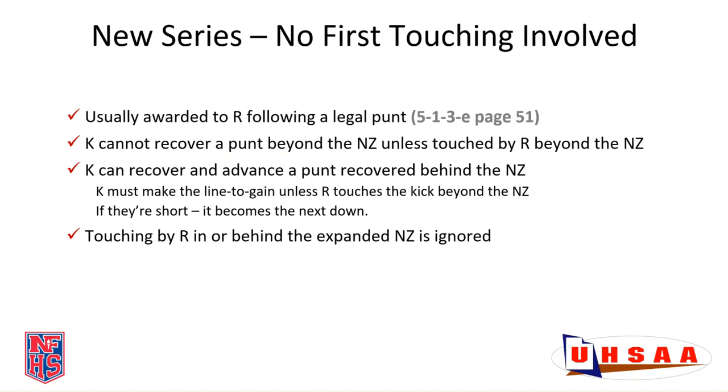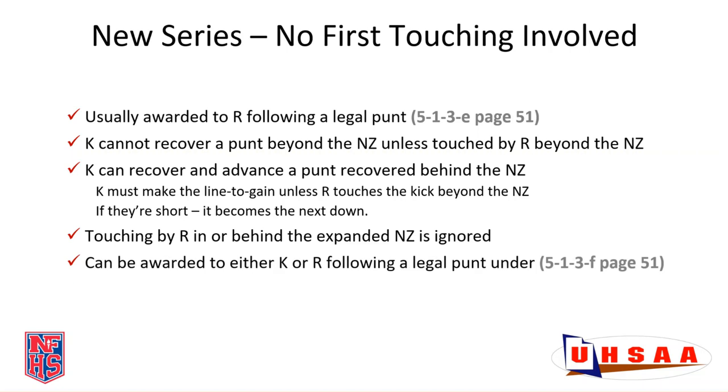Touching by R in or behind the expanded neutral zone is ignored. So if a punt is partially blocked by R, that does not count as a touch downfield to allow K to recover the ball. That touching by R in or behind the neutral zone is ignored. A new series can be awarded to either K or R following a legal punt under 513F, again on page 51. A rule that you should study, because if the ball is touched by R beyond the neutral zone, wherever K recovers it, we will have a new series.